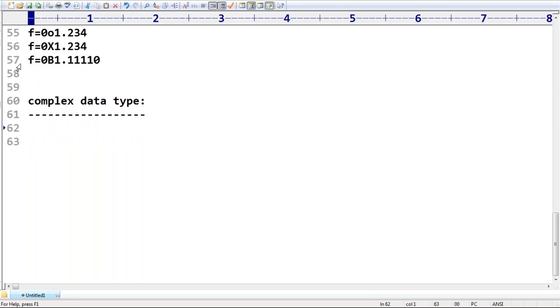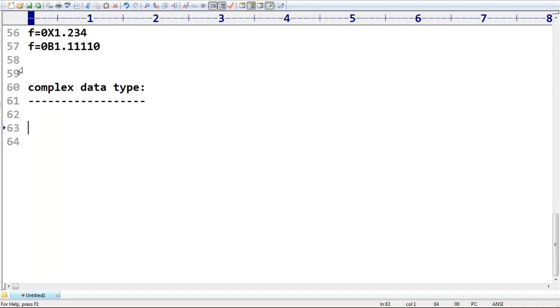Do you know complex numbers from mathematics? Somewhere in general or intermediate mathematics you may have seen complex numbers. What is the format of the complex data type? A complex number is of the form a plus bj. Remember that: a plus bj, something like 3 plus 5j.